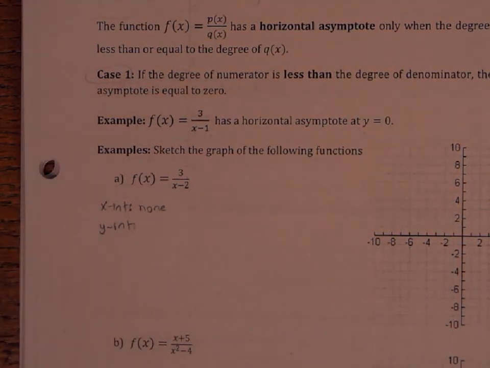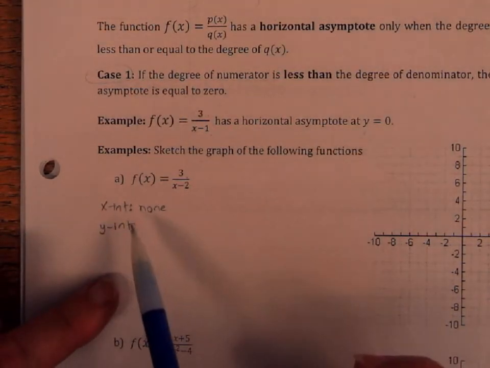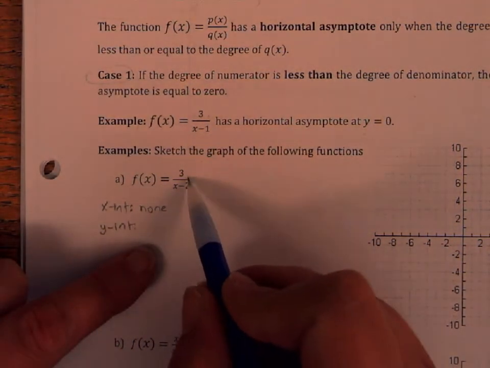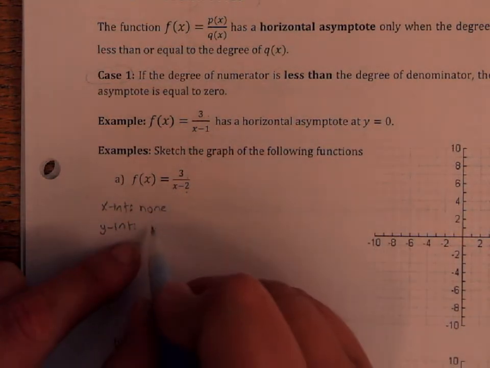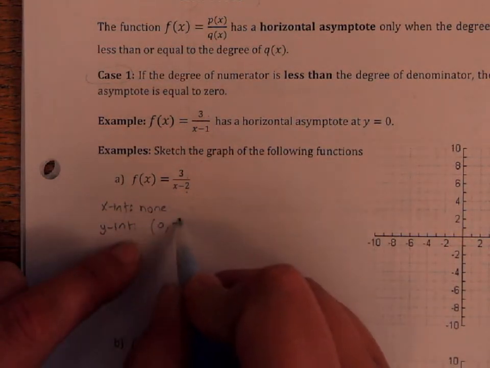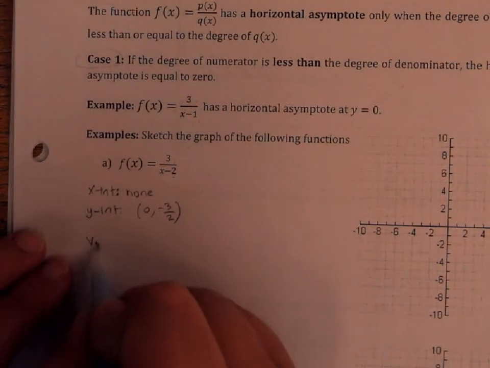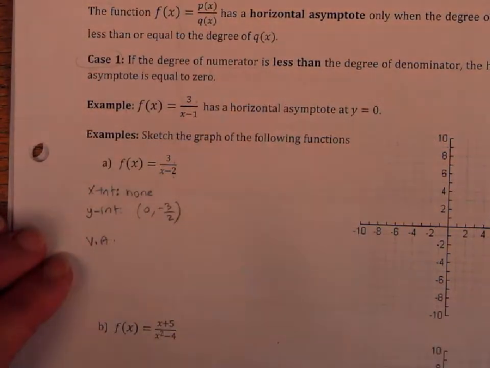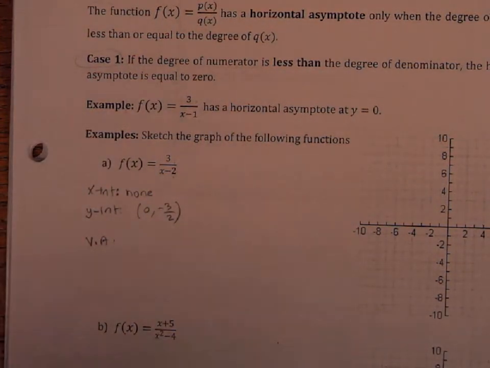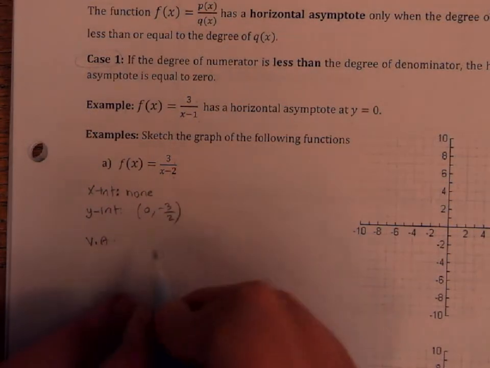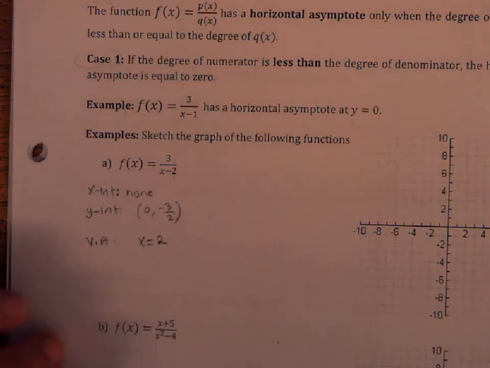Y-intercept. You substitute 0 for x, right? For x-intercept you substitute 0 for y, and for y-intercept you substitute 0 for x. What do you get? 3 over negative 2. So this is your y-intercept. Okay, so negative 3 over 2. Vertical asymptote, we just discussed this, right? So you look at the zeros of the denominator. So look at the denominator. What makes it 0? 2. So you have x equals 2.